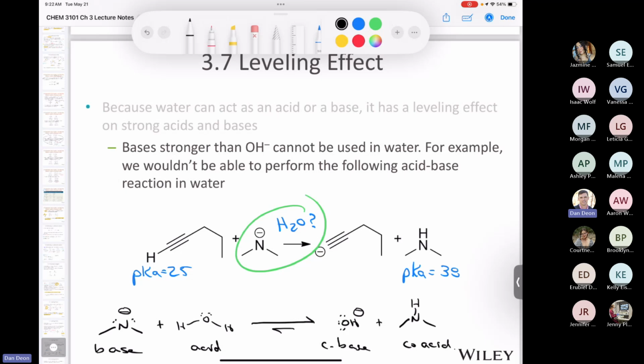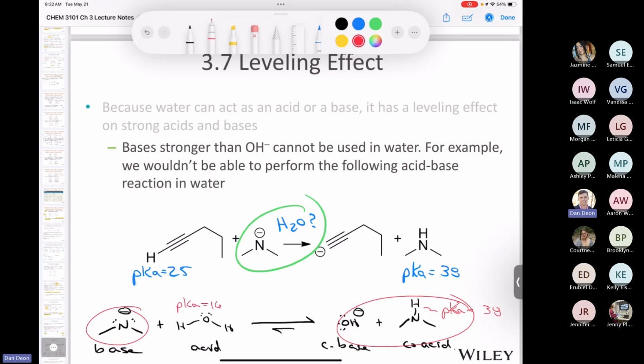So now let's compare the pKa's of the two acids. Water has a pKa of 16, or 15.7, and then we know that an amine, as we see up here, has a pKa equal to 38. So the equilibrium is going to lie to this side. So what does that mean? That this base is going to be destroyed by the water. It's just going to rip all the protons off.